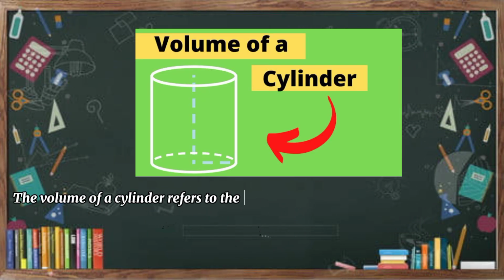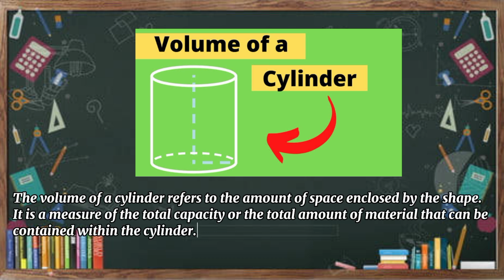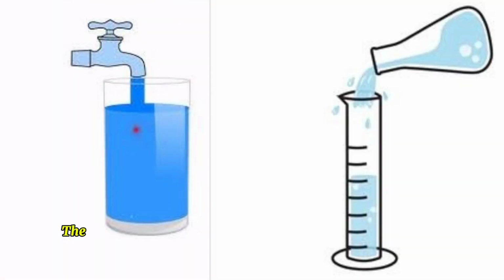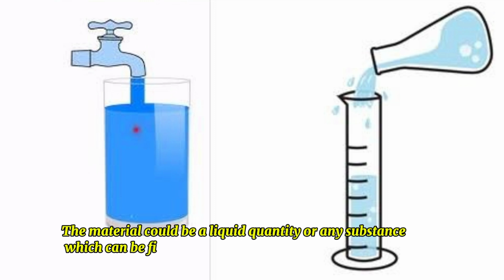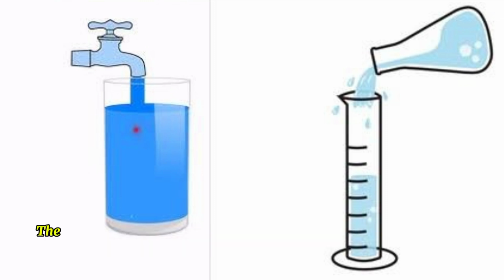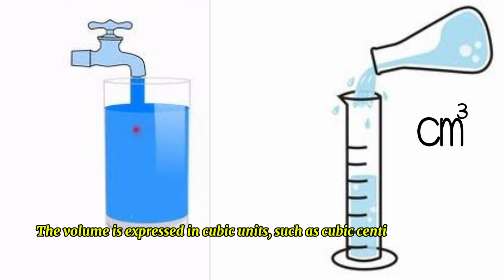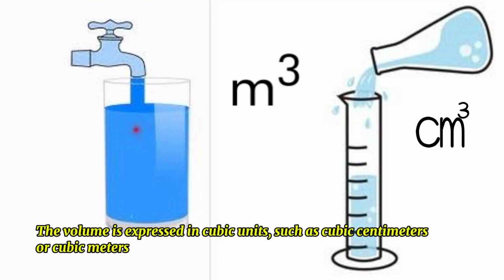The volume of a cylinder refers to the amount of space enclosed by the shape. It is a measure of the total capacity or the total amount of material that can be contained within the cylinder. The material could be a liquid quantity or any substance which can be filled in the cylinder uniformly. The volume is expressed in cubic units such as cubic centimeters or cubic meters.